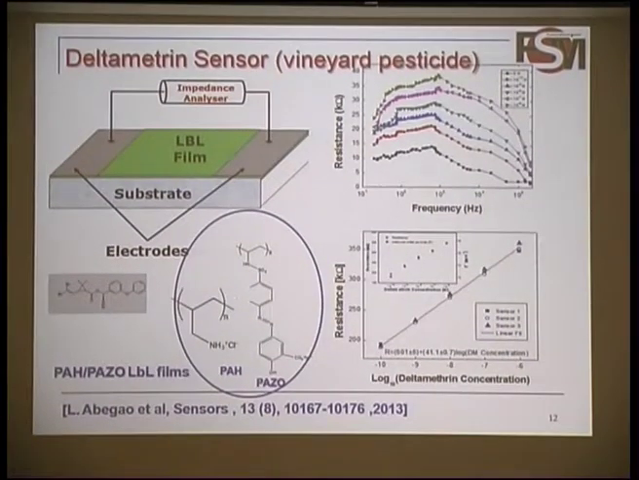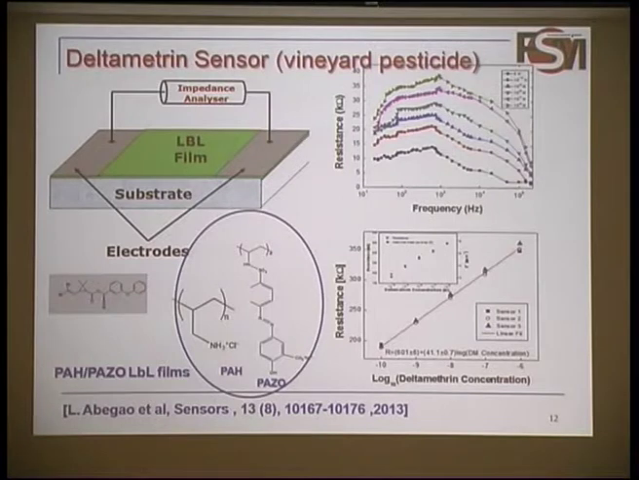Another application of these films is in sensors for determined molecules. I bring you the delta neutrino sensor, which is for a vineyard pesticide. And we can have sensitivities to concentrations of about 10 to the minus 11 molar. It is very interesting when we try to find very small amounts in a solution.